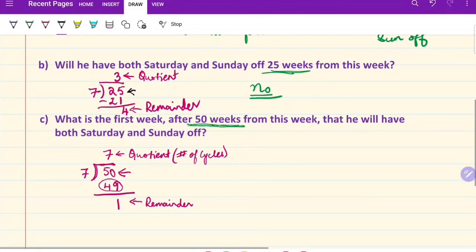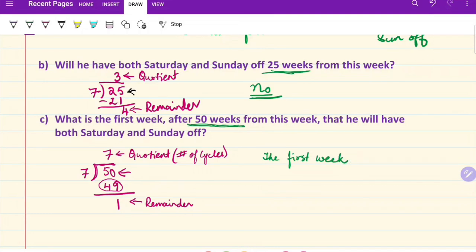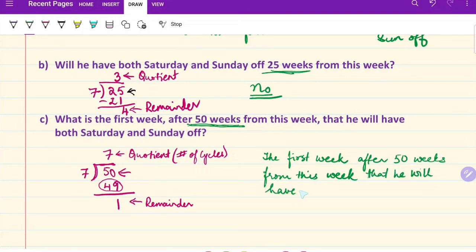So the answer to this question is the first week, and that's the complete answer. And it's best to write it in a sentence. The first week after 50 weeks from this week. Just use the wording in the question, from this week, that he will have both Saturday and Sunday off, will be the 54th week.